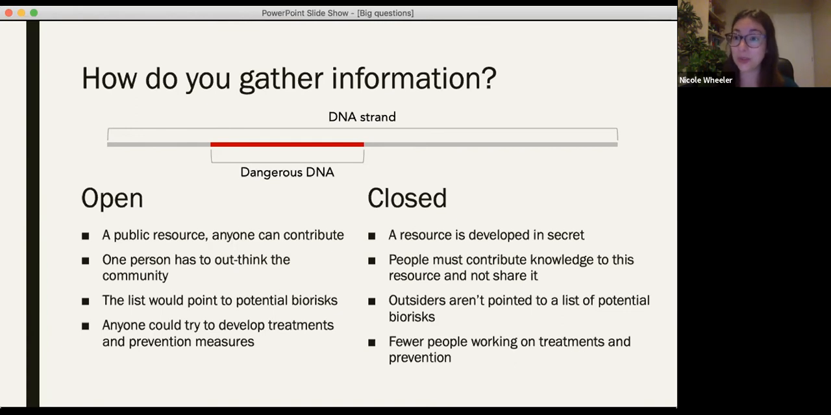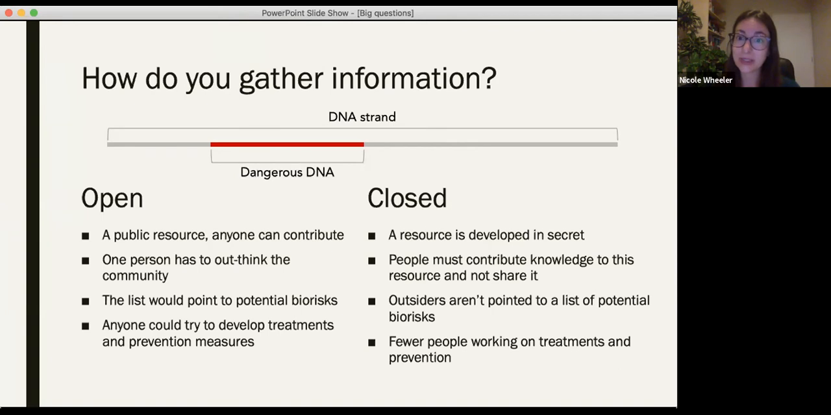One way is to take an open approach where you create a public resource. Anyone can contribute what they know about the dangers of DNA. And that would mean that if someone wanted to put together a dangerous piece of DNA, they would have to outthink everyone else who contributed to that resource. But it also creates a really convenient list of dangers that someone might misuse, and it could create a risk in itself. But the flip side of that is the convenience of that list could mean that a lot more people are able to develop treatments and surveillance techniques and diagnostics around that DNA.